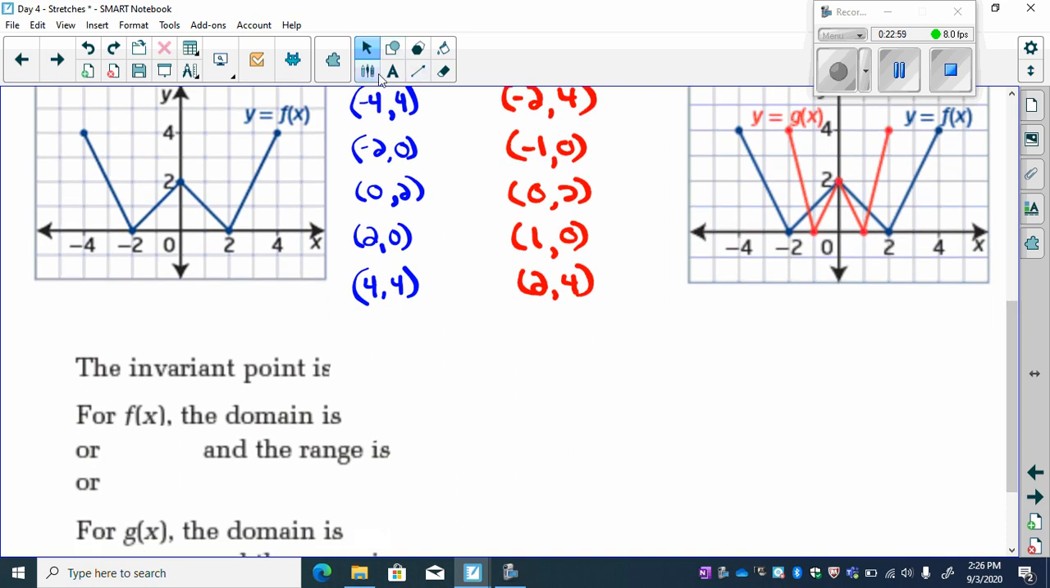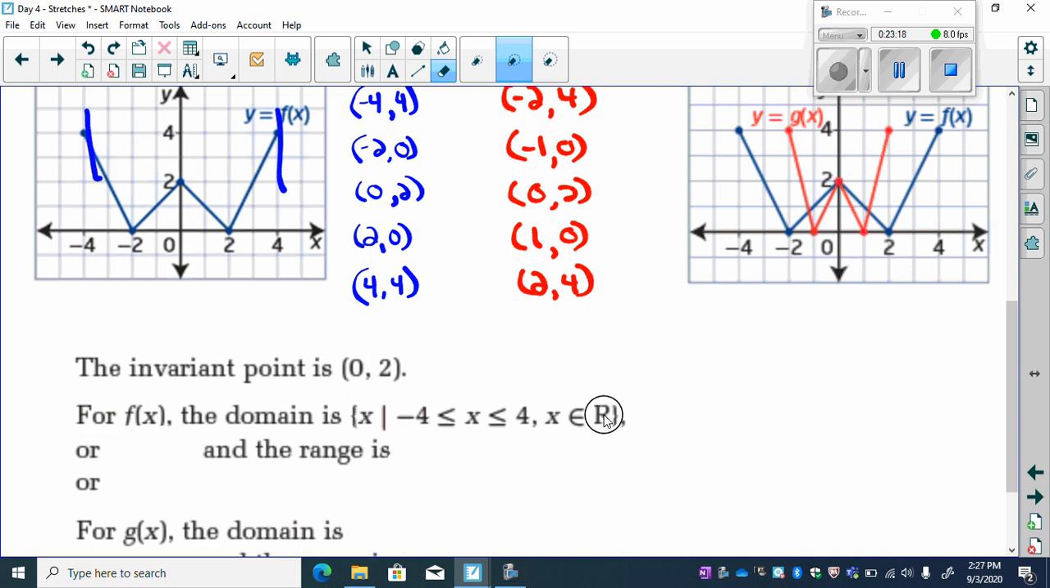What is the invariant point? All right, that's this point here, 0, 2. The domain of f of x, check it out, goes from no arrows on this side, no arrow on this side. That curve exists between x values of -4 and +4. I would write that as x is greater than or equal to -4 but less than or equal to +4, or from -4 to +4. The range of the blue goes from 0 to 4. Okay, there it is in interval notation.